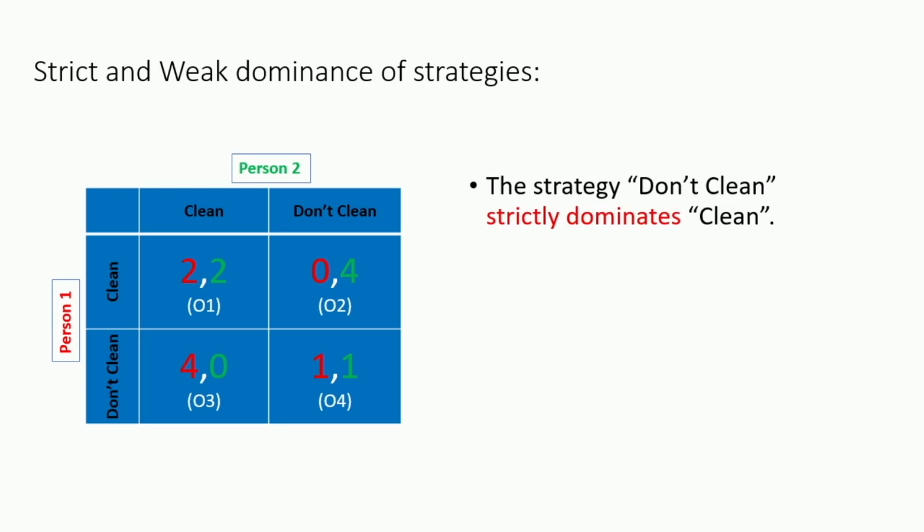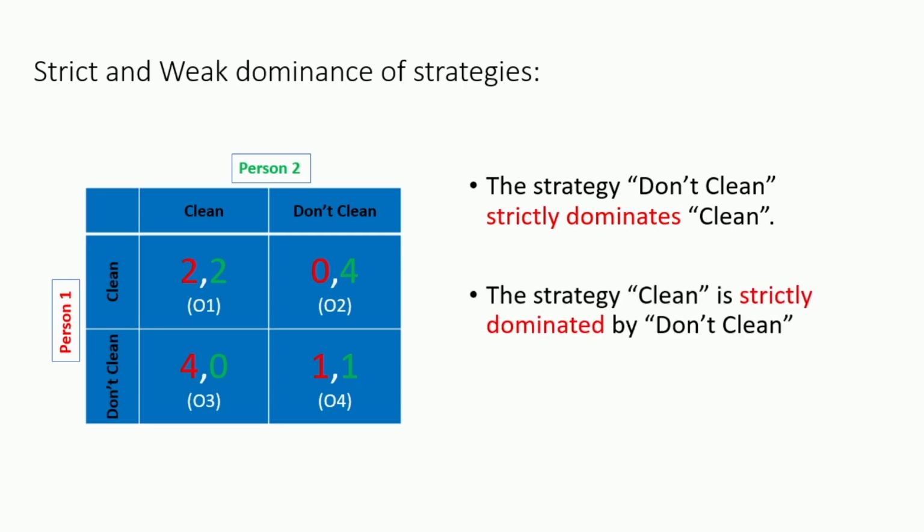That's the idea of strict and weak dominance. So what you essentially say is that the strategy don't clean strictly dominates clean. Strictly dominates means that for whatever person 2 chooses, I am better off by not cleaning the room, right? These are standard terminologies. So strictly dominates basically means that 4 is higher than 2, 1 is greater than 0. So don't clean is strictly better than clean. The other way of saying it is that clean is strictly dominated by do not clean.